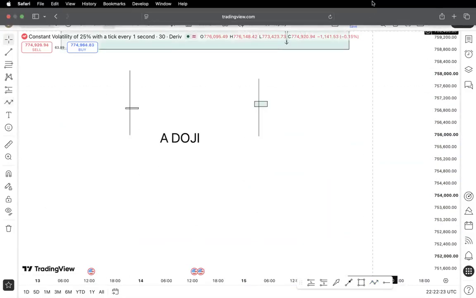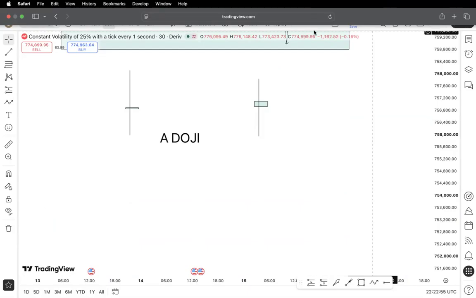Now, the morning star and the evening star candlestick. The morning star candlestick is a bullish reversal candlestick that occurs at the end of a downtrend, and it signals a possible reversal from a downtrend to an uptrend.